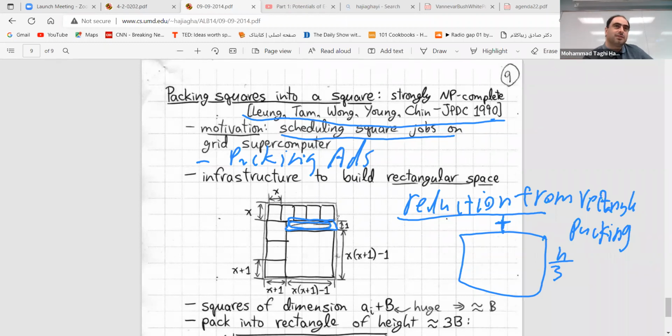Good. Is it clear? So you will put such big things that all of them are squares. At the end, you are forced to put them in such a shape that this part becomes empty. This is the part that we will use for a square packing, for the rectangular. Now let's see, what do we do after that?